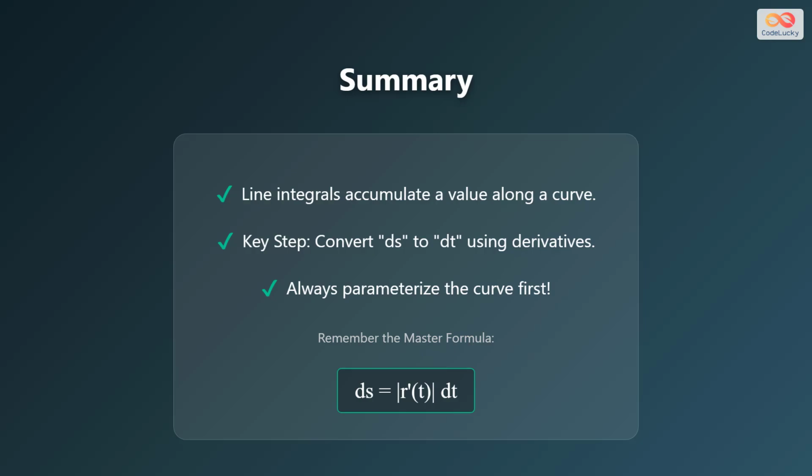To wrap up, remember that line integrals accumulate values along a path. The key to solving them is converting the arc length element ds into dt by multiplying by the speed, which is the magnitude of the velocity vector r prime of t. Always start by parameterizing your curve.